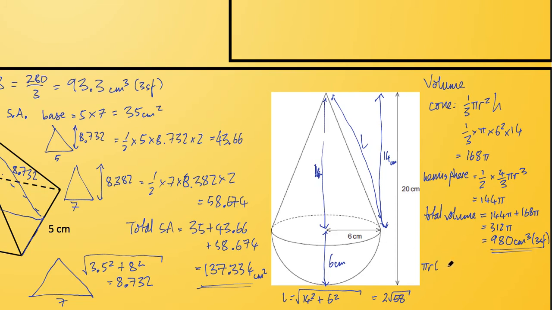So pi times r times L is going to be the surface area of the curved surface of the cone. Normally with a cone we'd also be adding the base, but because this base is part of a hemisphere, it's not a space that we need to include in the surface area because it's not the outside of the shape. So all we need for the cone is pi r L, which is pi times 6 times 2 root 58, which is 12 root 58 pi.